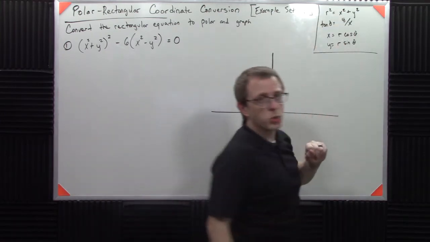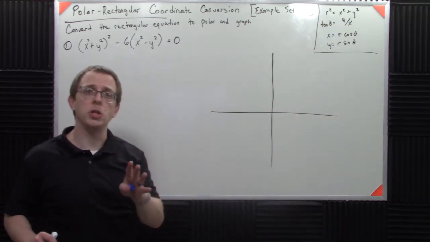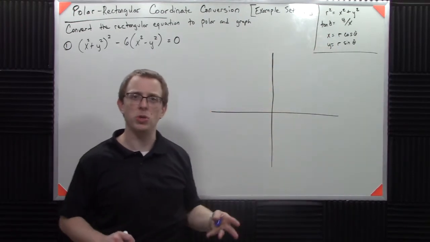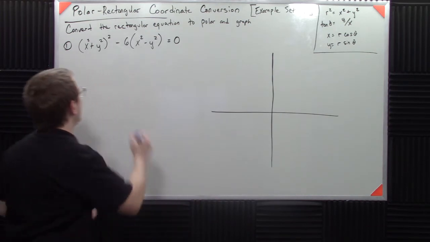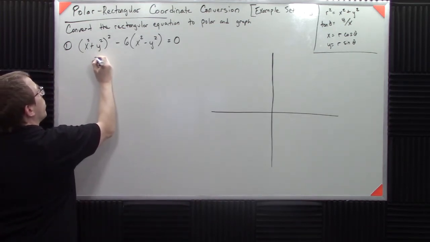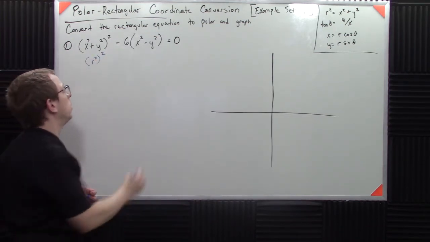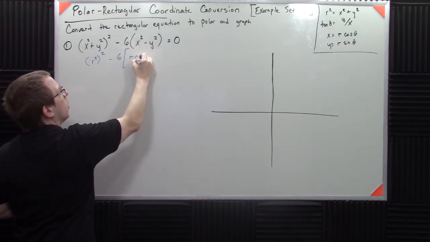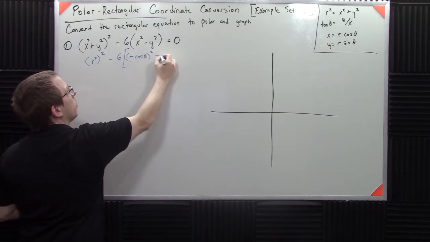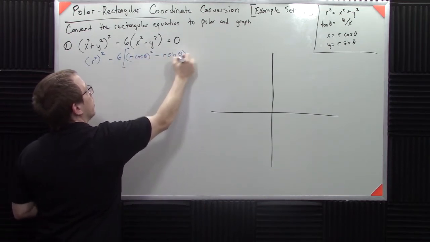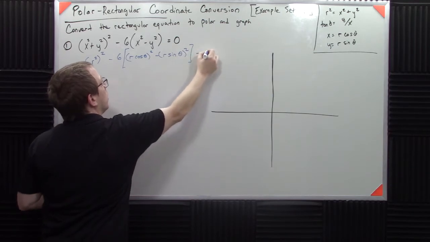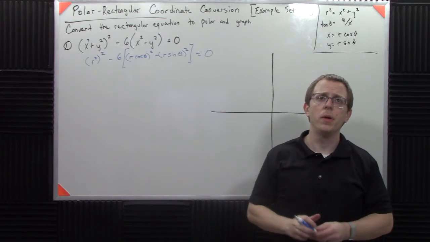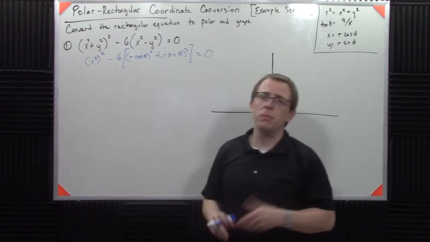r squared equals x squared plus y squared. Whenever you see that, you should always exploit it. If you plug in directly every time, you're going to end up reducing in a way that just takes extra time. So it's going to be r squared, squared, minus 6 (r cosine theta) squared minus (r sine theta) squared equals 0. So we plugged in for x and y, and then we plugged in here. That makes our lives a little easier.